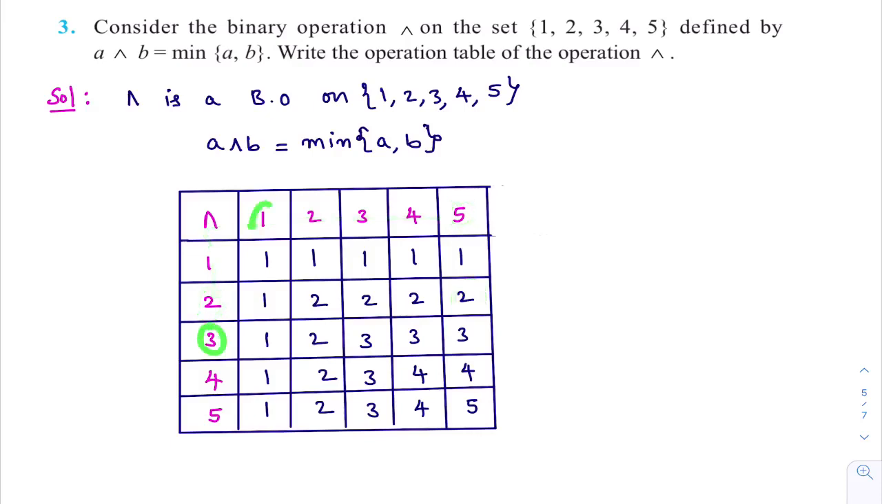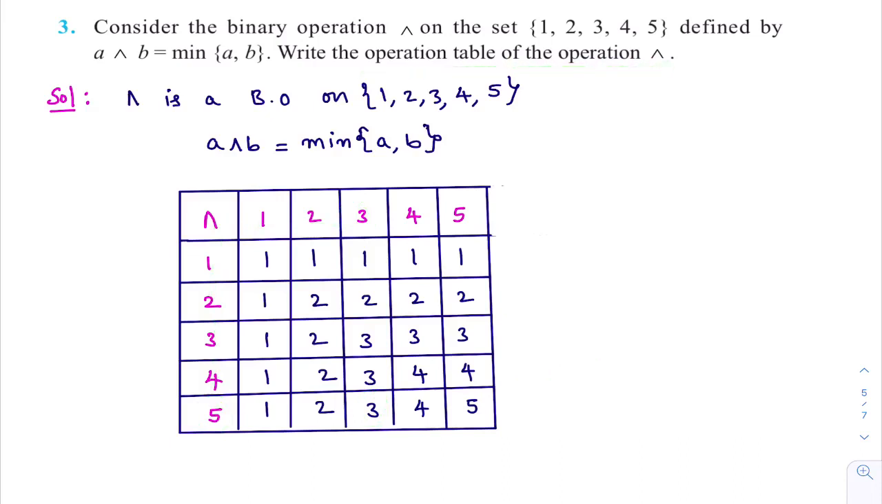Like that. 3 star 1 is what? 1. 3 star 2. Minimum is what? 2. 3 star 3. In this minimum is what? 3 only. 3 star 4. In this minimum is what? Minimum is 3 only. 3 star 5. In this minimum is what? 3 only. Like that. Suppose you take this one, 5 star 3. What is the minimum of 5 and 3? 3. Like that, we will write this operation table for this operation.